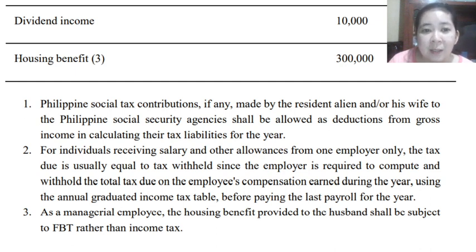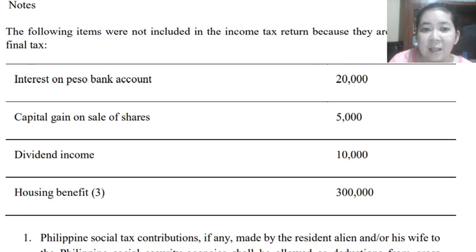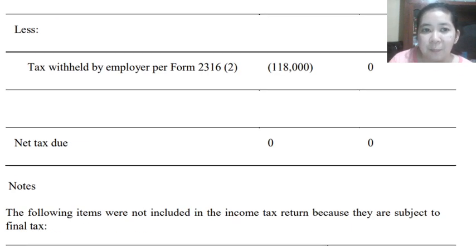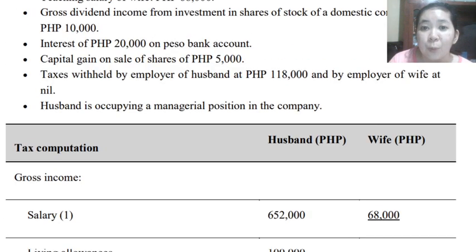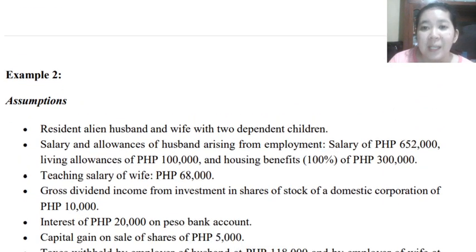Another is, as a managerial employee, the housing benefit provided to the husband shall be subject to fringe benefit tax other than the income tax. So this is for fringe benefits tax. So that's why we did not include it in the gross income. Okay, so those are the examples of how to compute our income tax due.